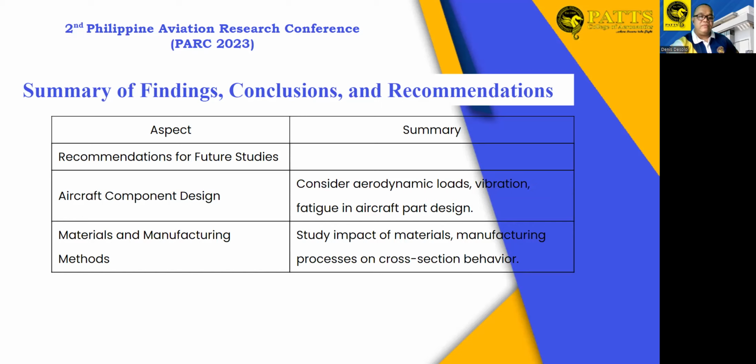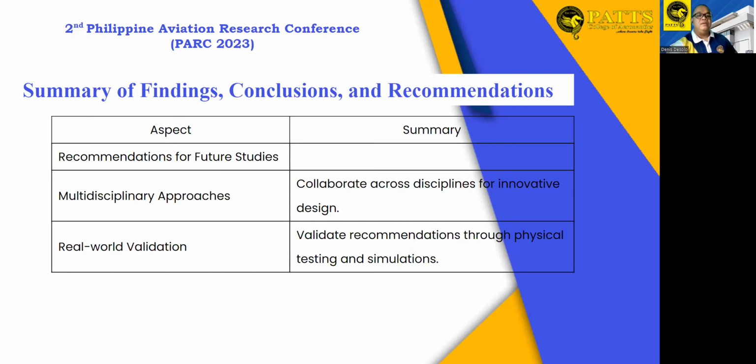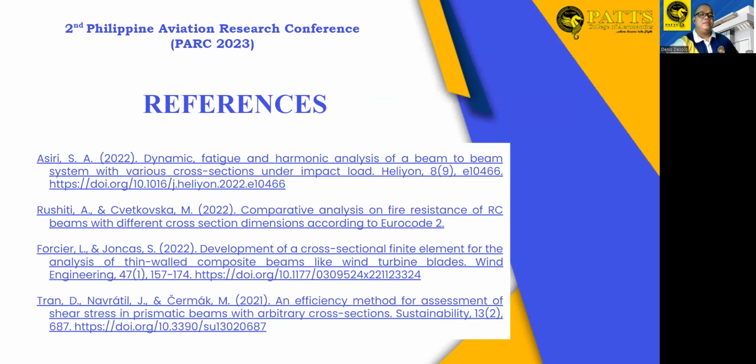For the materials and manufacturing methods, we need to study the impact of materials, manufacturing process, and cross-sectional behavior. Multidisciplinary approaches: we need to collaborate across disciplines for innovative design, not only for structural engineering. And real-world validation: we need to validate recommendations through physical testing and simulations.